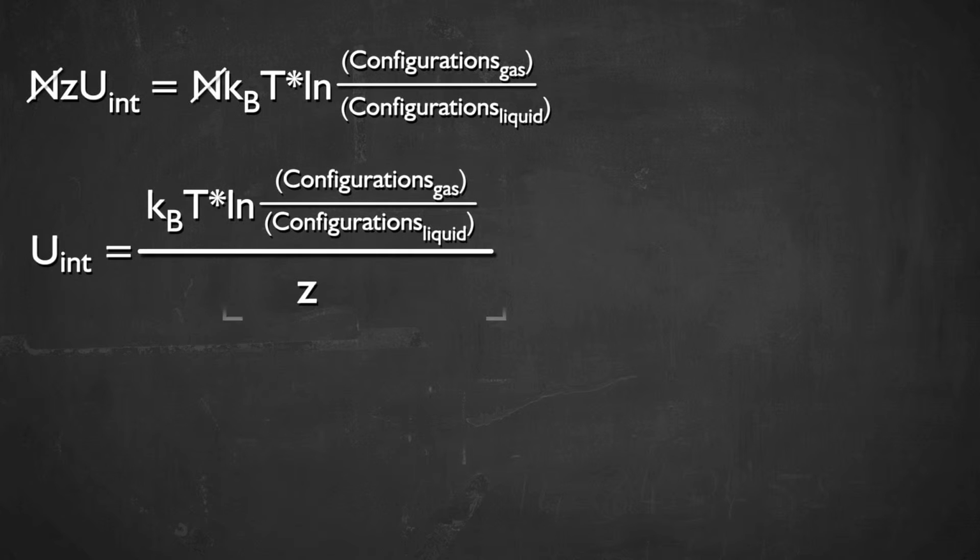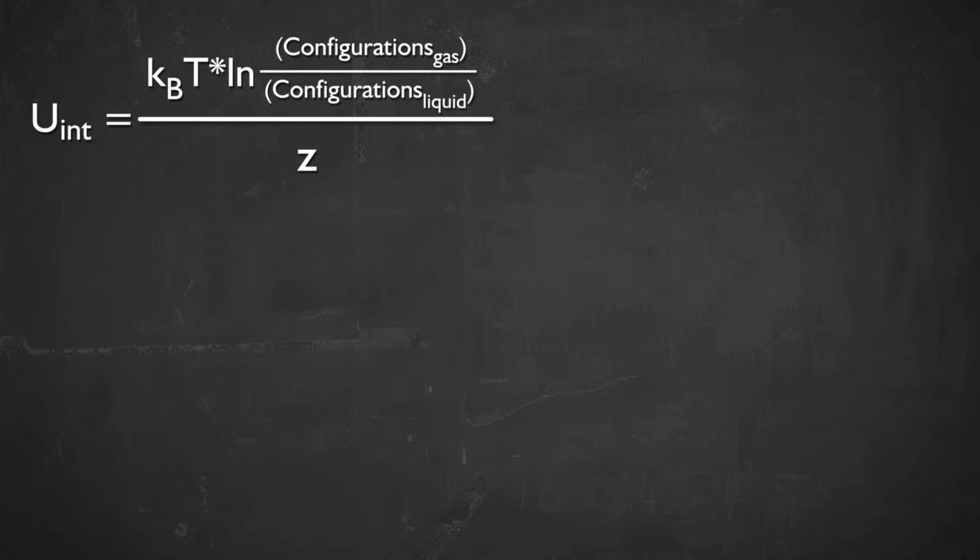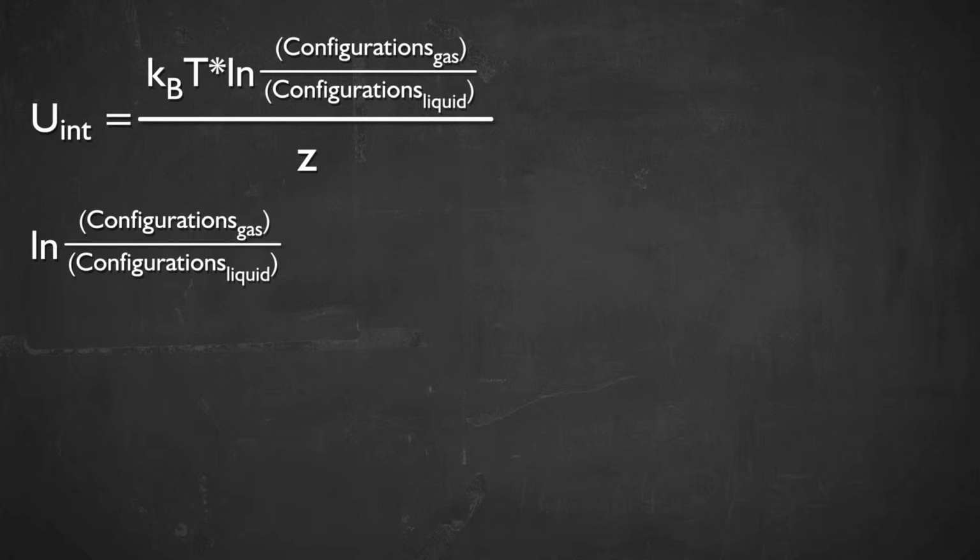So how do we do that? To compute the number of configurations might be hard, but to compute the ratio of the number of configurations is a little bit easier. And I just want you to think about, if you were a molecule, how much more free you would be if you were in a gas than if you were in a liquid.